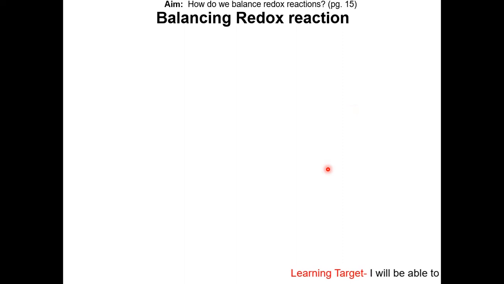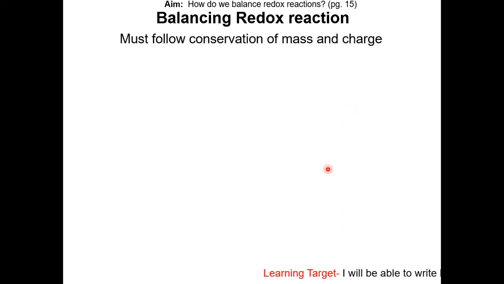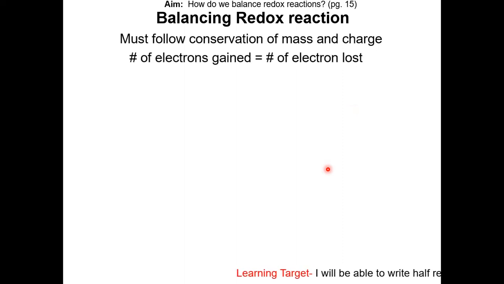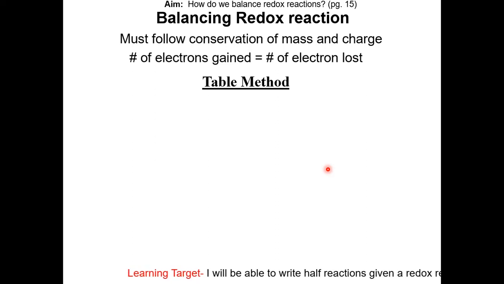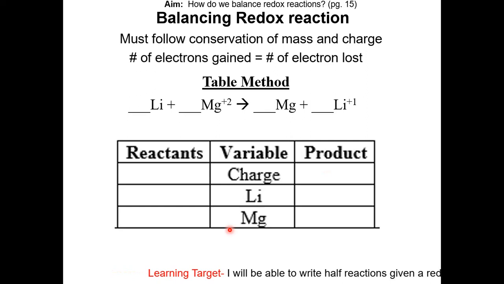To balance a redox reaction, the law of conservation of mass and charge must be observed. The number of electrons gained is equal to the number of electrons lost. We'll go over two methods of balancing redox reactions. The first one is the table method. This is similar to the table method we use in stoichiometry.